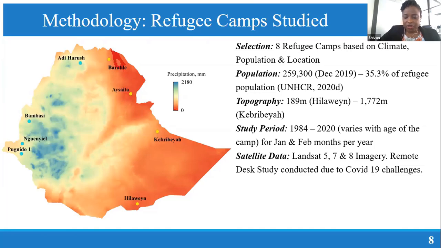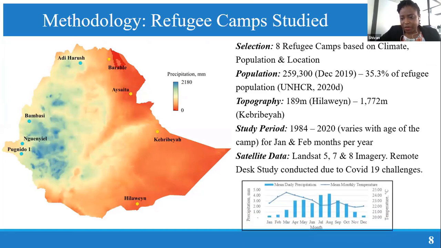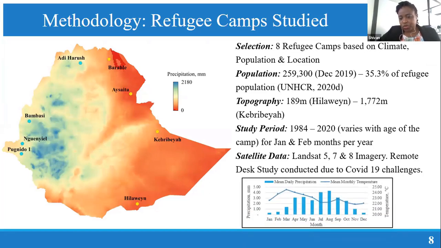And the study period was from 1984 to 2020, basically because that's when Landsat imagery is available from this range, but it varied based on the age of the camp. And I considered January and February months per year because that's when we experienced the least rainfall in the country.